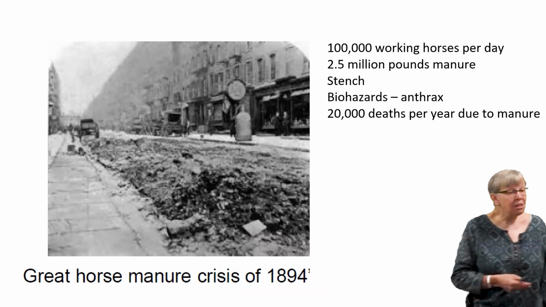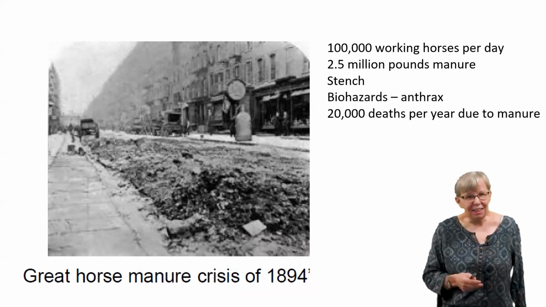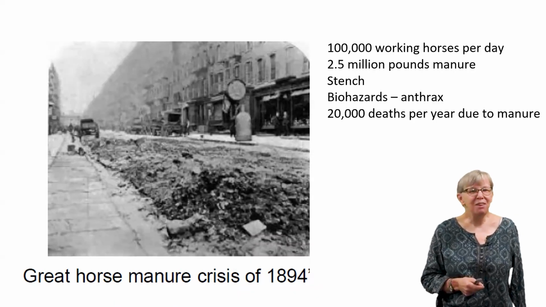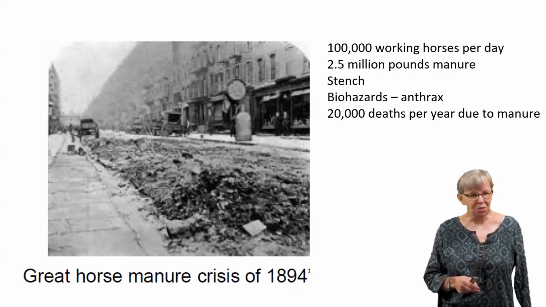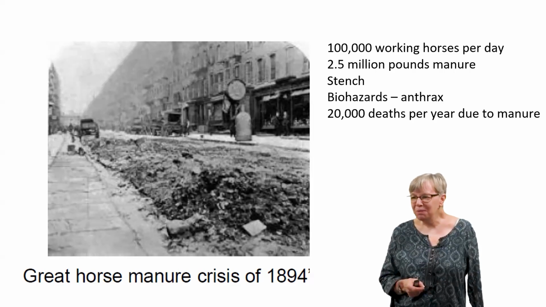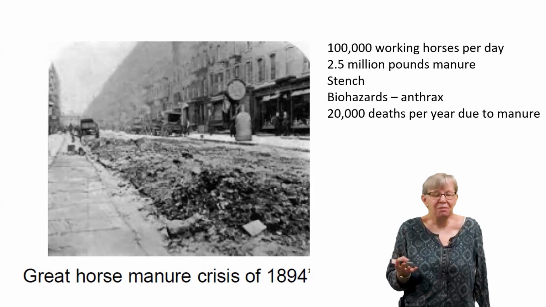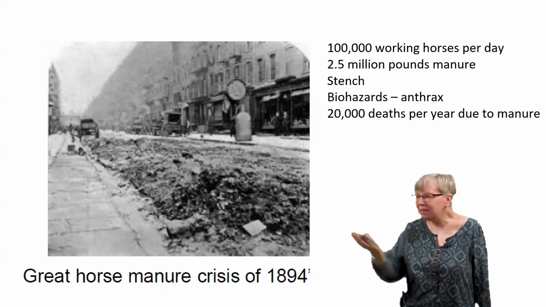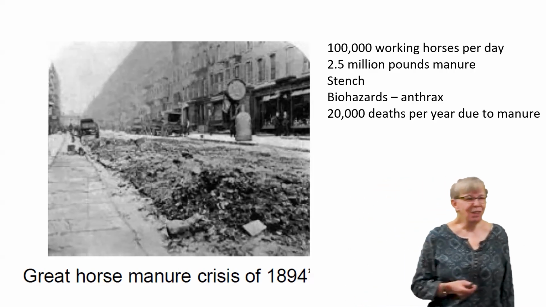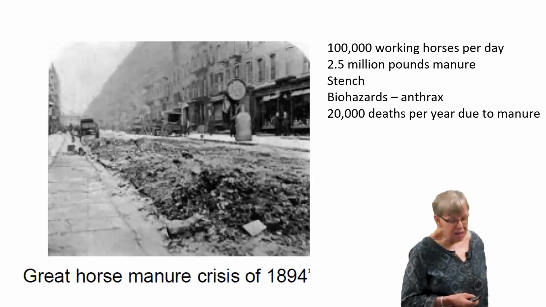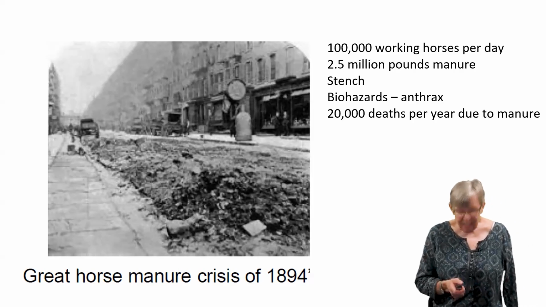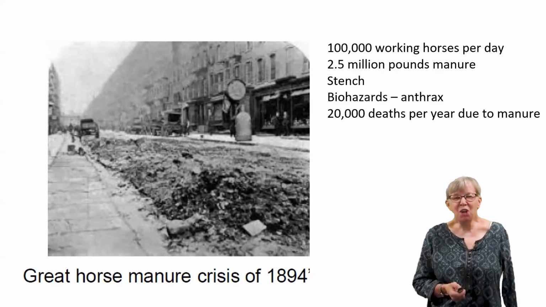100,000 working horses went through New York City every day in 1900. The great horse manure crisis, right? There was a problem that they tried to solve. Anthrax, all sorts of biohazards associated with that much dung. 20,000 deaths a year because of the manure. And this is a classic environmental problem, right? It's a bio waste. Same thing in New York City, or it rains, right? And then you've got all the leachate from that dung. So that middle picture is just that street filled with horse manure. And it smells, right? So anyhow, it was a big problem.